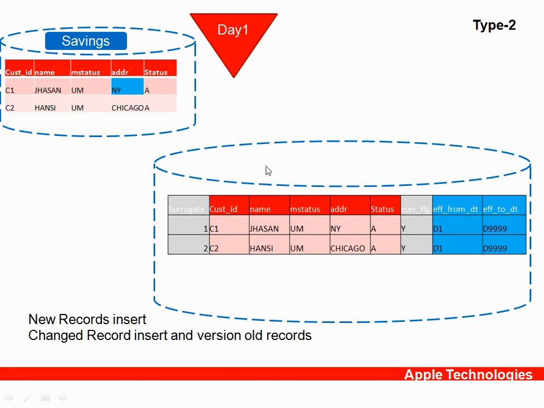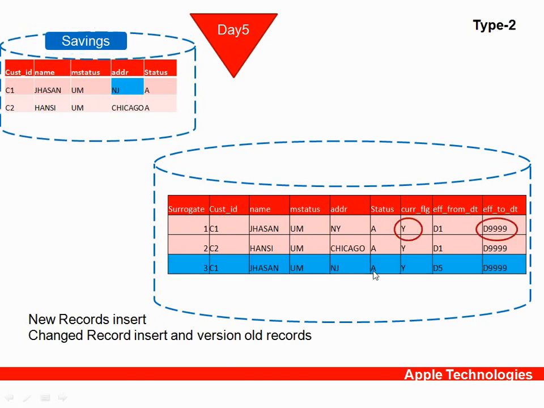So in this case we are only inserting the data, because these are new records, new customers I just inserted. Once you insert, your data will look like this. After a couple of days, there is a change in the customer C1. Previously this person was in New York and now has changed the address to New Jersey. There is a change in the address. So when there is a change in type 2, what do we need to do? We also have to insert the changed record. So now I am taking this data, because there is a change, and inserting it here.